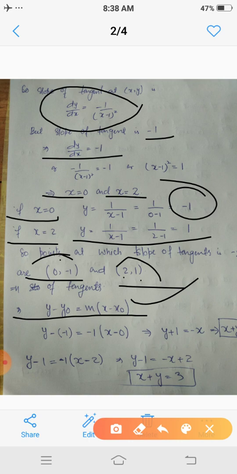Similarly, when we put x naught equals 2, y naught equals 1 and m equals -1, and substitute in y minus y naught equals m times x minus x naught, we simply get x plus y equals 3. So these are the only two lines having slope equal to -1 and which are tangents to the curve y equals 1 upon x minus 1.